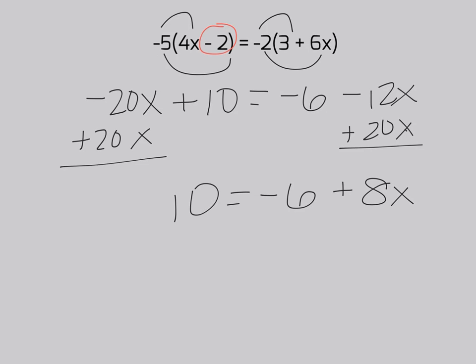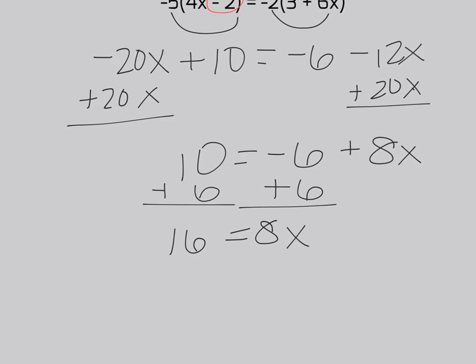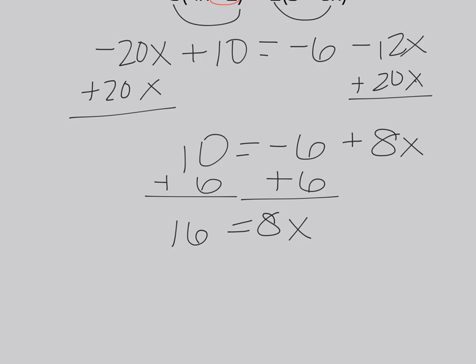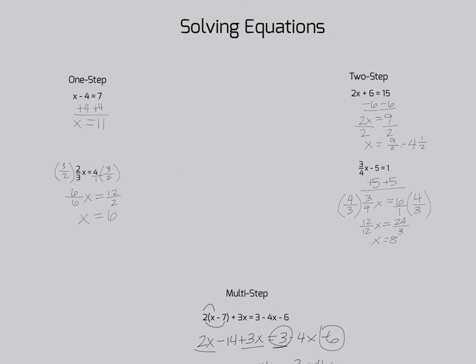So I brought my letters to one side, I need to bring my numbers to the other. I will get 16 equals 8x. Now to solve and isolate the variable, I'm going to divide by 8 on both sides, and I will get x equals 2. So this is just a brief introduction, a brief review, of how to solve equations.